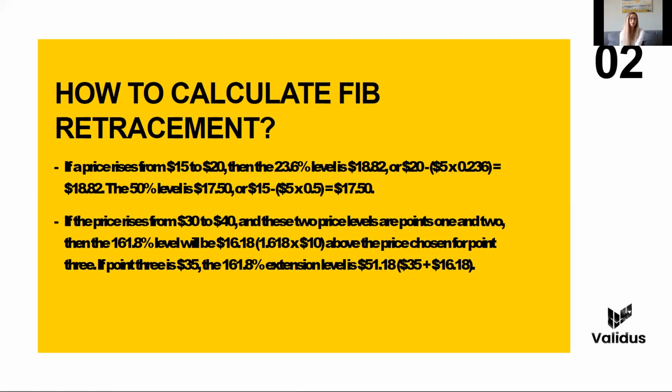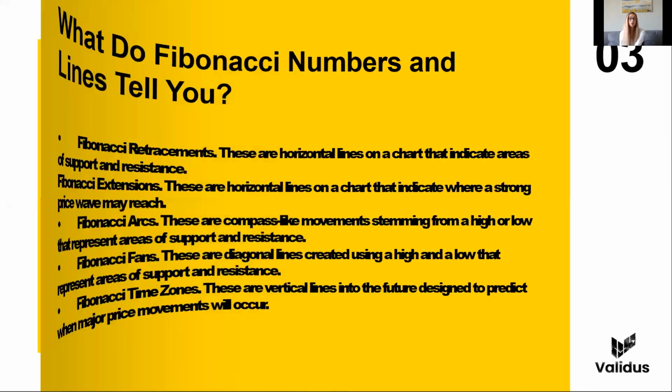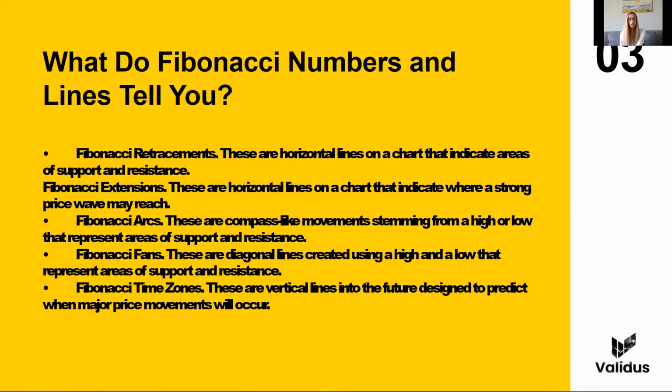So what do Fibonacci numbers and lines tell you? Some traders believe that Fibonacci numbers play an important role in finance. As we've discussed, a Fibonacci number sequence can be used to create ratios of percentages that traders use. These include 23.6, 38.2, 50, 61.8, 78.6, 100, and then 161.8, 261.8, 423.6. You will just learn these numbers by default once you start trading daily.